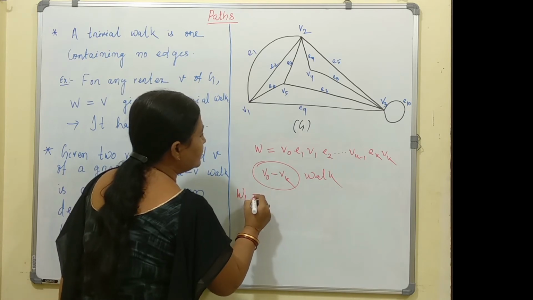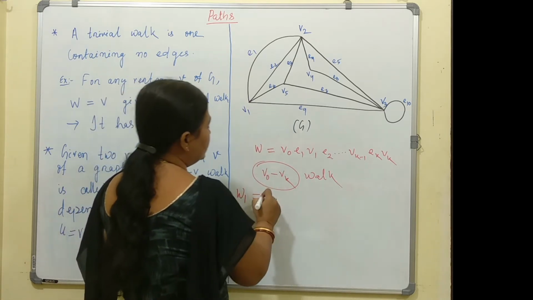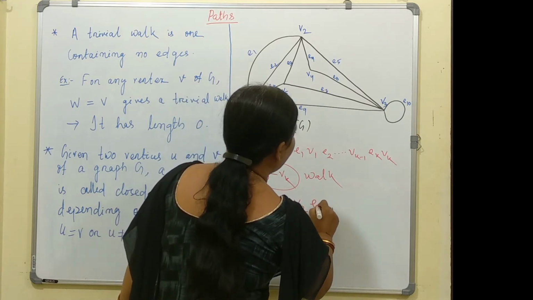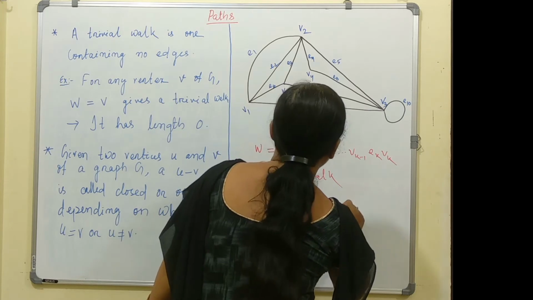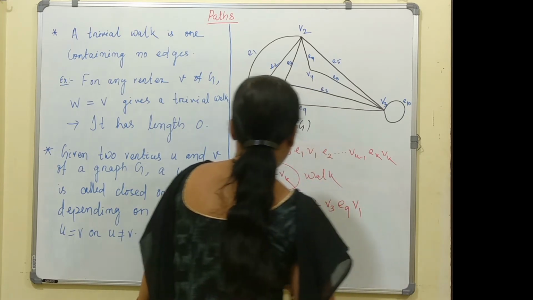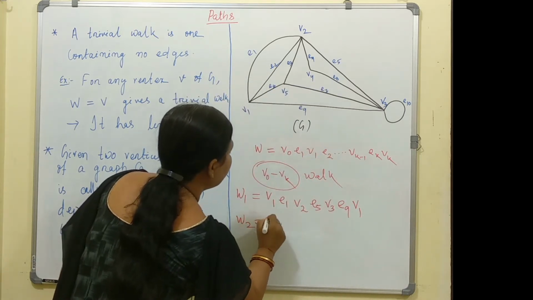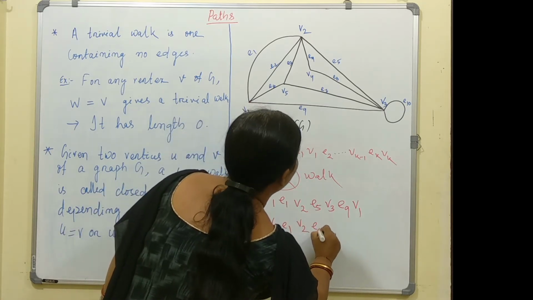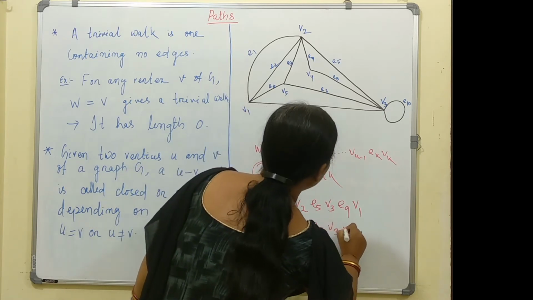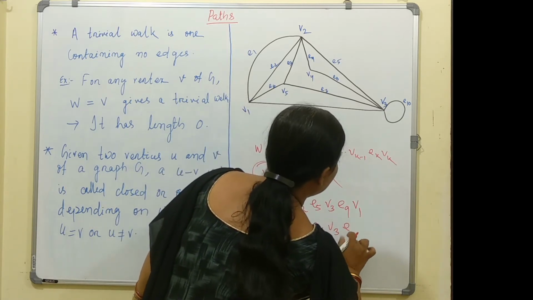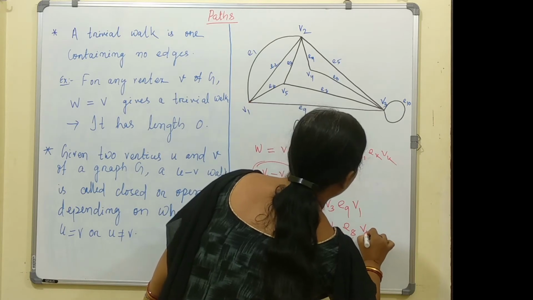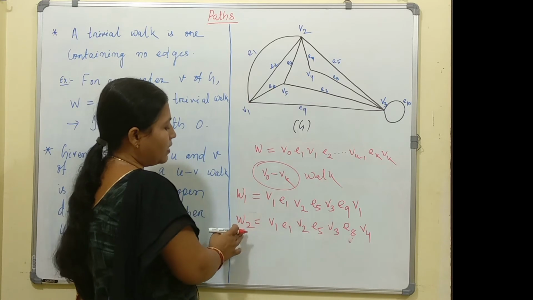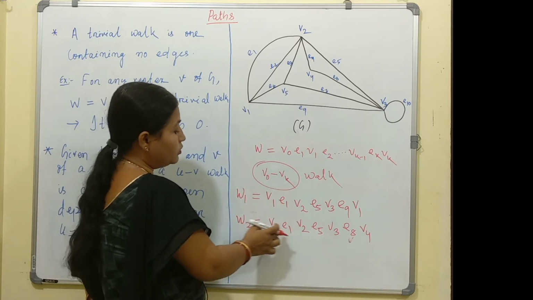Taking W1 as a walk, W1 is equal to V1, E1, V2, E5, V3, E9, V1. And W2 is equal to V1, E1, V2, E5, V3, E8, V4. So W1 is a walk and W2 is a walk.